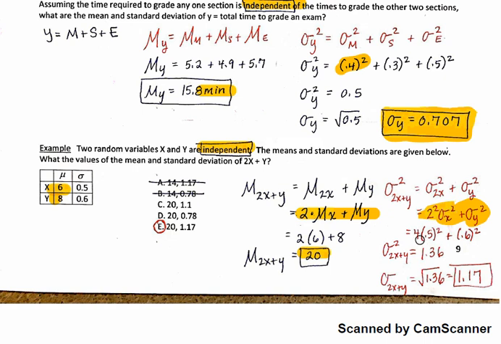Now I can put these values in. 2 squared times 0.5 squared plus 0.6 squared is 1.36. That's my variance. And I'm going to take the square root of that to get my standard deviation. And that's answer choice E.